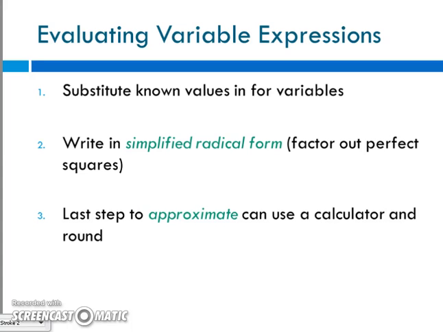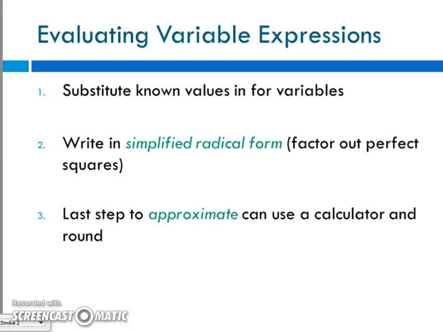In this lesson, we'll be evaluating variable expressions underneath radicals, and we want to make sure that we're substituting known values in for variables. We want to write our radical in simplified radical form, so make sure you're factoring out the perfect square factors and simplifying it. And then the last step is to approximate the square root, and you can use a calculator to do that. You're trying to basically round your square root so you get an approximate answer for what it actually equals numerically.